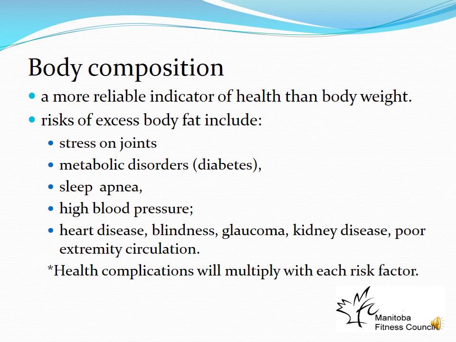So if I look at what I'm made of instead, my body composition, and I have excess body fat, I run the risk of increased stress on my joints. It's hard on the joints because you weigh more. Excess body fat also increases my risk of metabolic disorders such as type 2 diabetes, and my risk of sleep apnea. Sleep apnea results in a spike of blood pressure, so it's hard on the heart. Excess body fat will also lead to higher blood pressure and heart disease, blindness, glaucoma, kidney disease, and poor extremity circulation. These are the real risks of excess body fat.